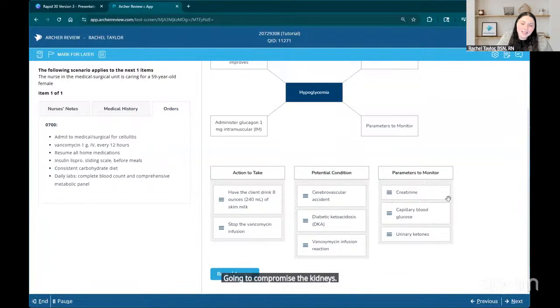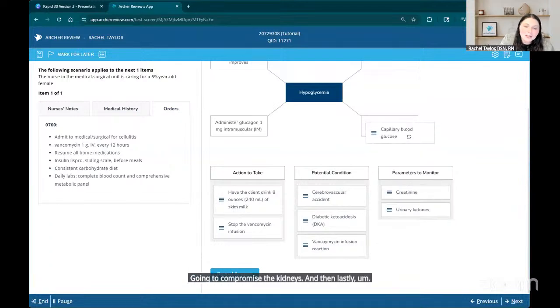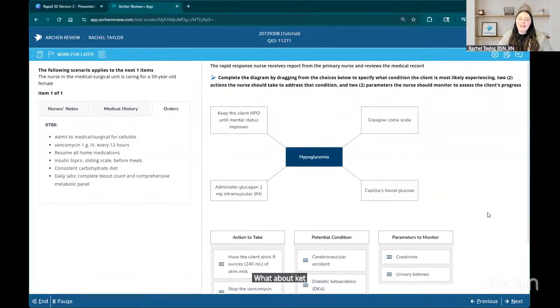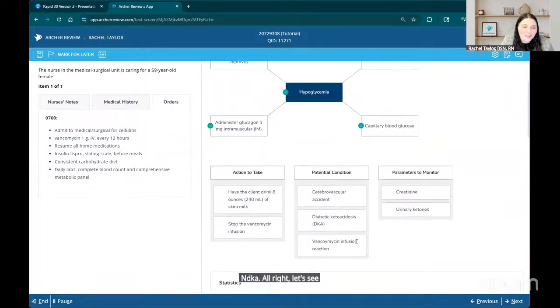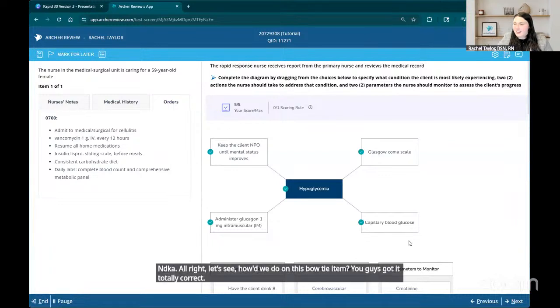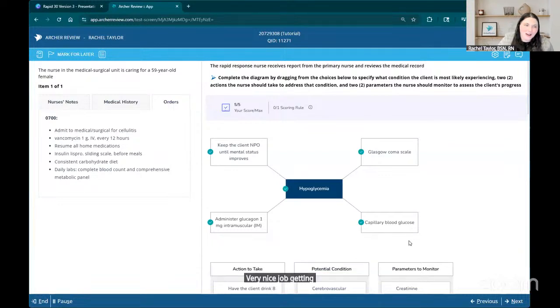And then lastly, you guys said that capillary blood glucose. What about ketones? When would I see urinary ketones be present? In DKA. All right, let's see how we did on this bow tie item. You guys got it totally correct. Very nice job getting a 5 out of 5 there.